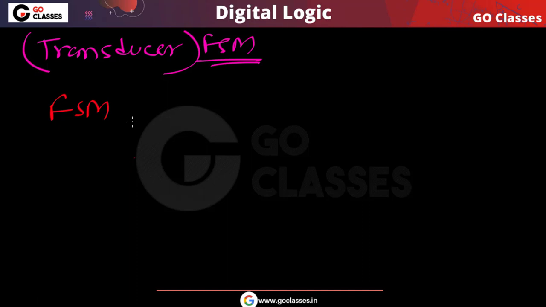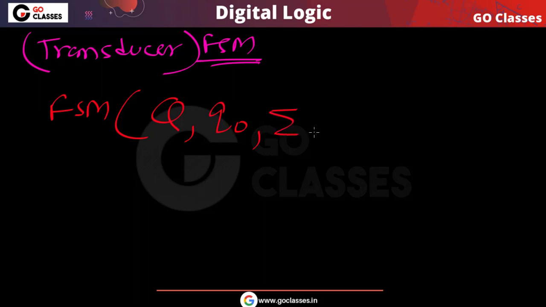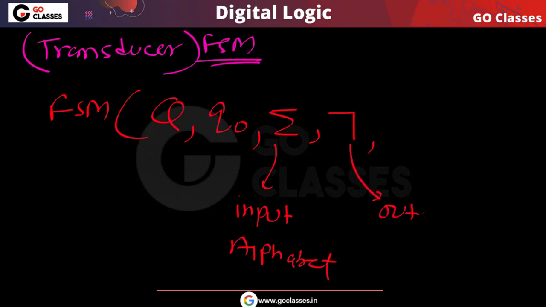So you can notice that in this finite state machine, which is a transducer, you also have a set of states and there is an initial state. And you can notice there is this input, this is your input, and this is your output. So you can also notice that there is some input alphabet and there is some output alphabet. This is your input alphabet, from here you take the inputs. This is your output alphabet.